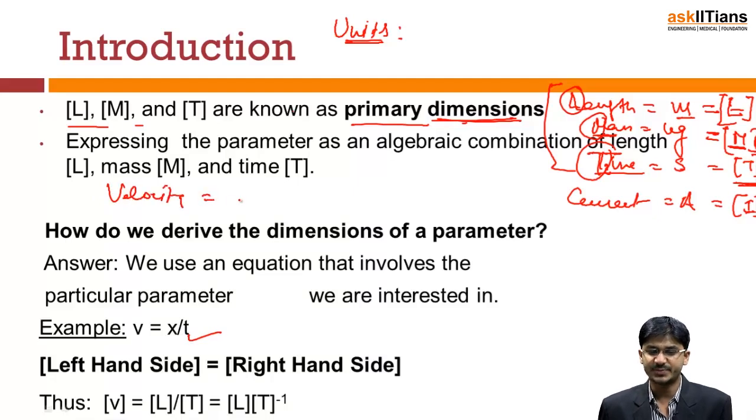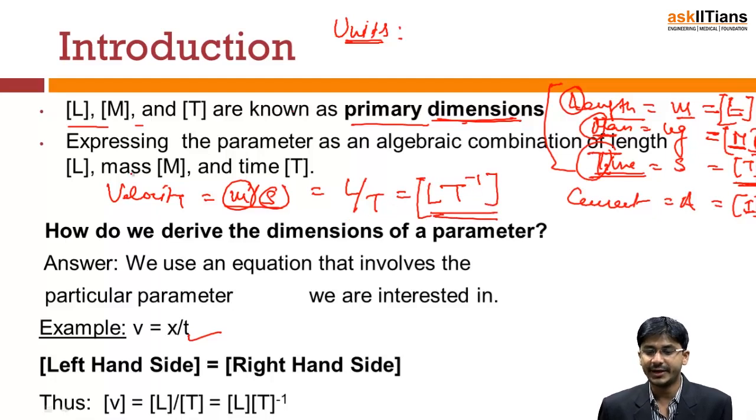Now, how to express this? We know velocity. We know the unit of velocity is meter per second. Meter is for length, so we write this as L. Second is for time, so we write T. In dimension we write everything in the numerator, nothing in terms of fractions. Then put the square braces. So the dimension of velocity is [LT^-1].